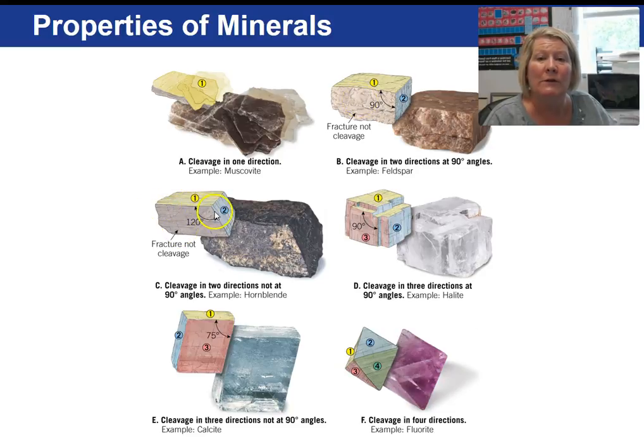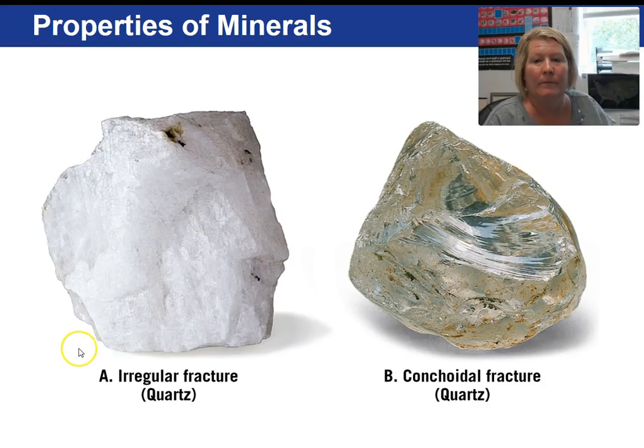Here we have two directions of cleavage, not at 90 degrees. This is three directions of cleavage, 1, 2, and 3, and these are at 90 degrees. Halite, salt is an example. Here are three directions of cleavage, not at 90 degrees. And finally, fluorite is an example of a mineral with four directions of cleavage. So here is quartz. Quartz does not cleave. It fractures irregularly or conchoidally.